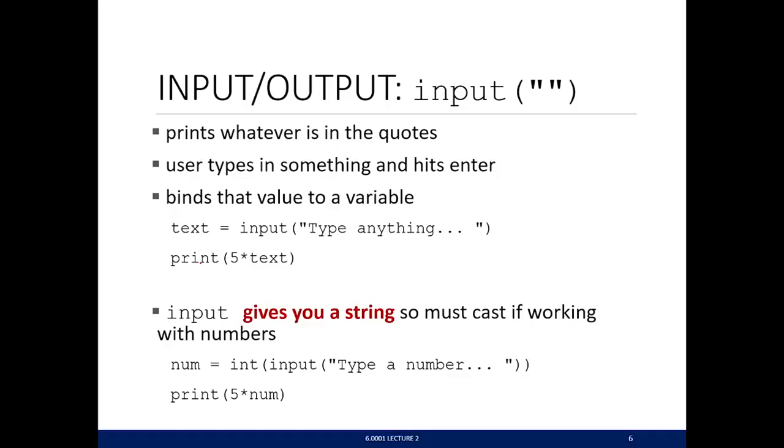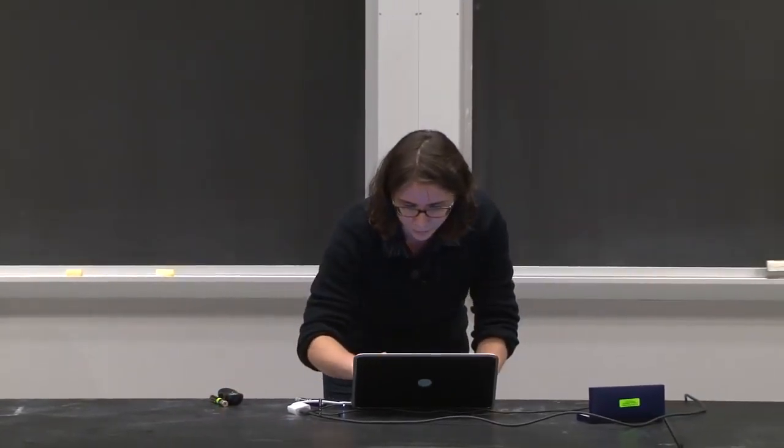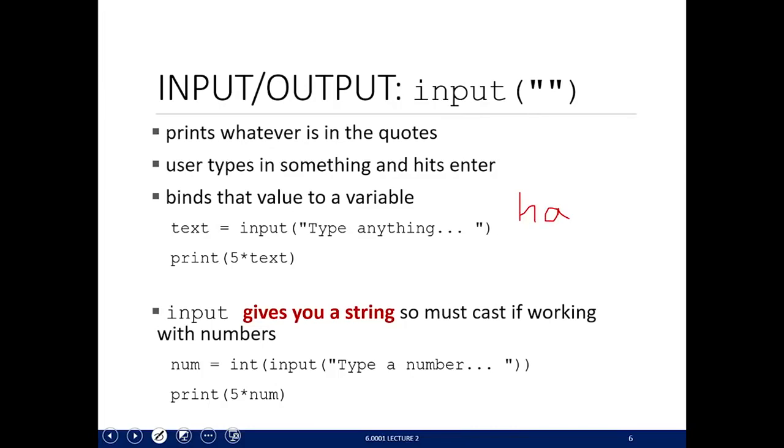In this line right here, whatever the user types in becomes a string, and we're going to bind that string object to this variable called text. So now further in my program, I could do whatever I want with this variable text. In this case, I'm going to print 5 star text. So if the user, for example, gave me ha, I'm going to print ha 5 times. If the user gave me 5, what do you think is going to be printed out? 25 or 5 times? Great. Yes, exactly. 5 times.